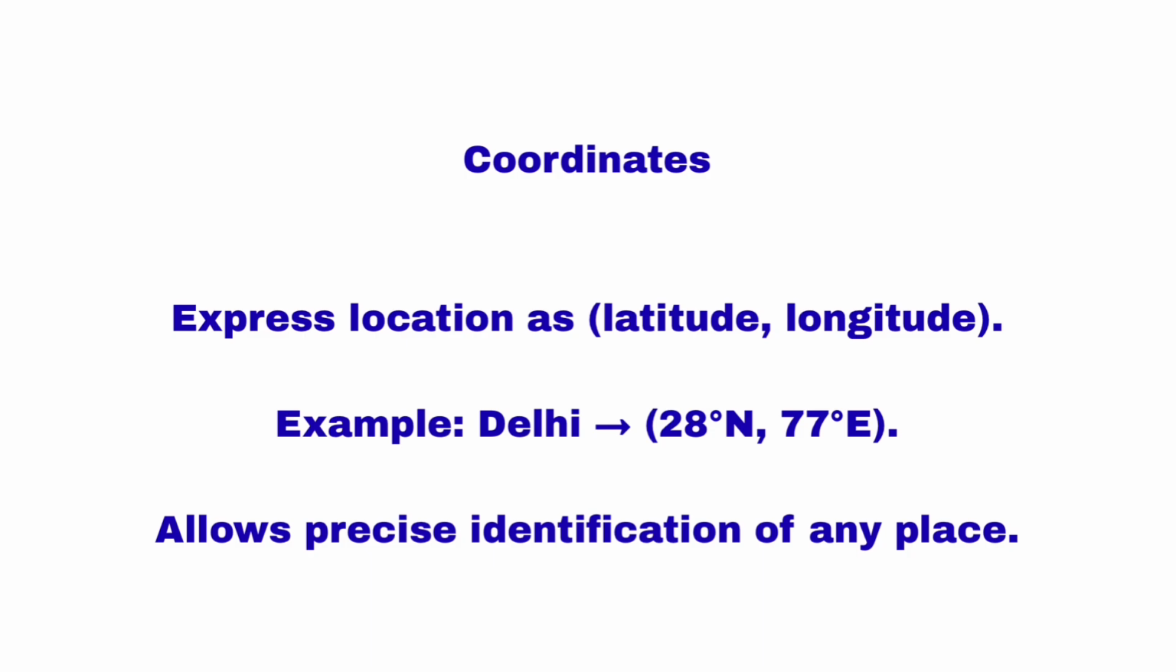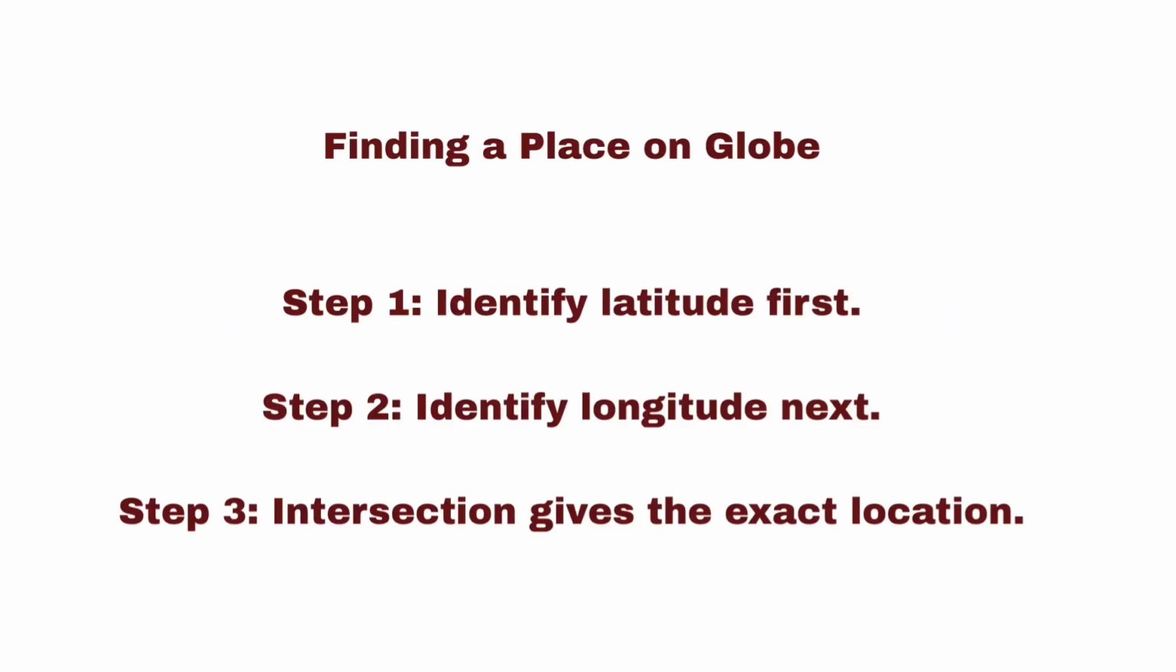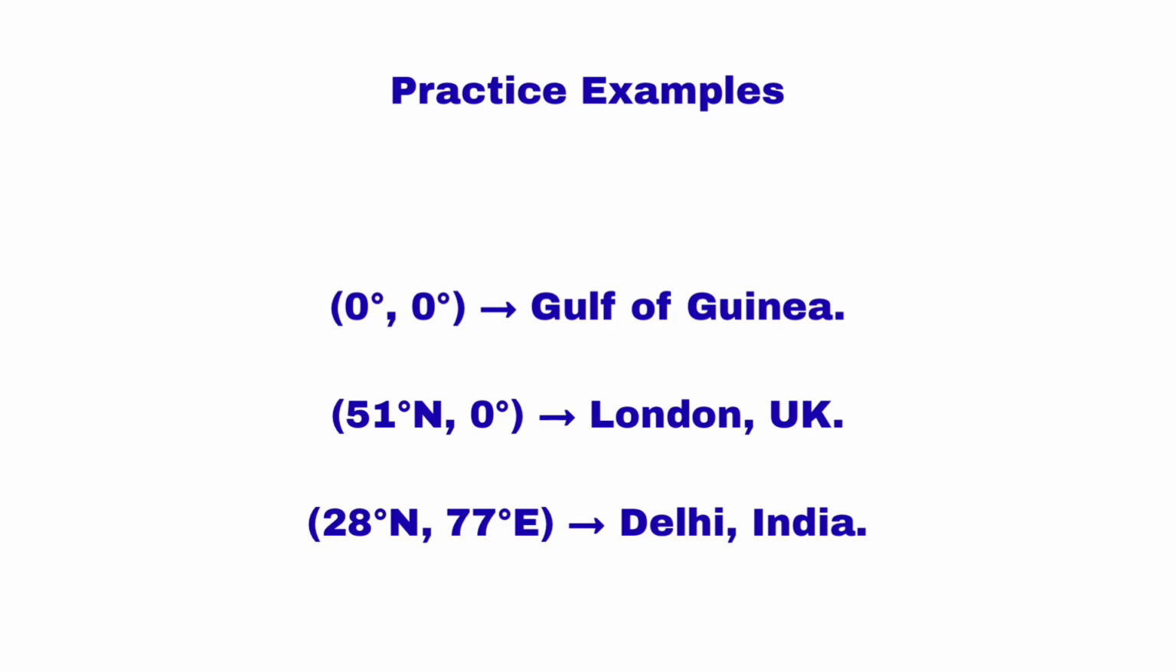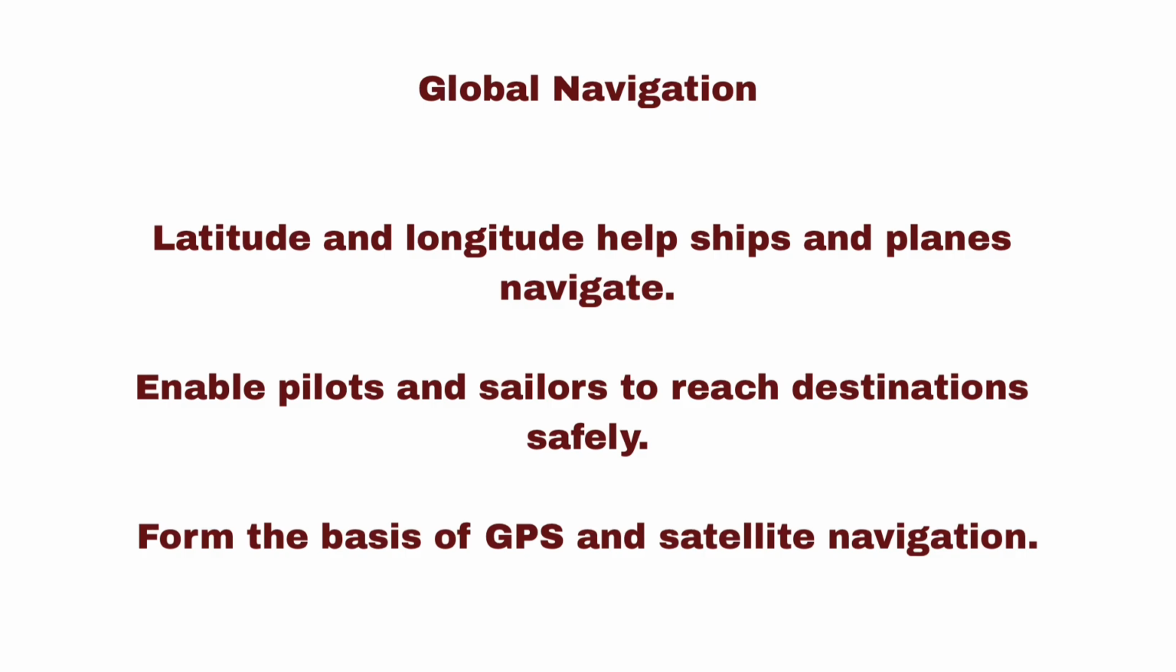So here is a quick summary. Time zones: regions with the same standard time. Local time: time at a place based on the sun. Latitude-longitude grid: a network of imaginary lines. And coordinates: the exact position of a place.